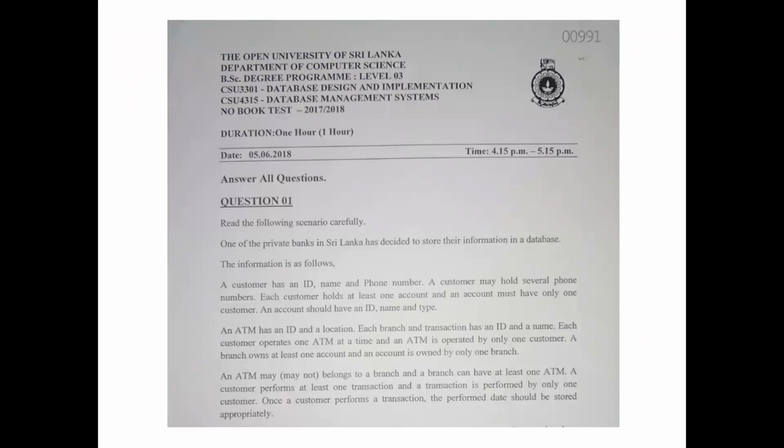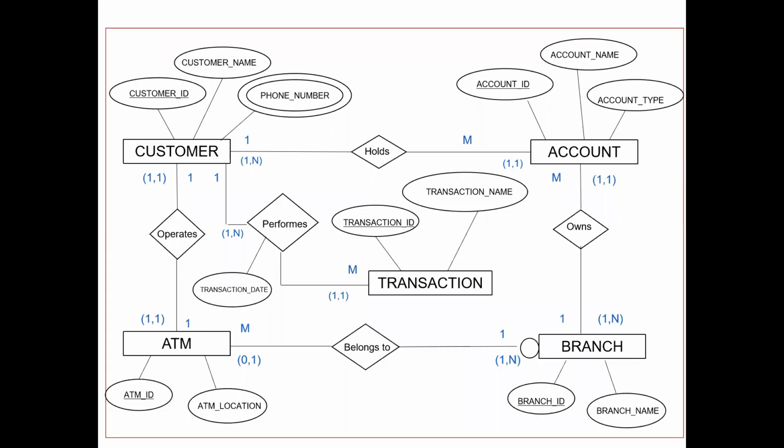Once a customer performs a transaction, the perform date should be stored appropriately. Here, the transaction date is needed only when a transaction occurs. That means this attribute belongs to the relationship. Therefore, we will draw this attribute connected to the relationship.